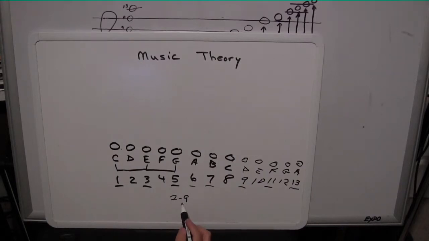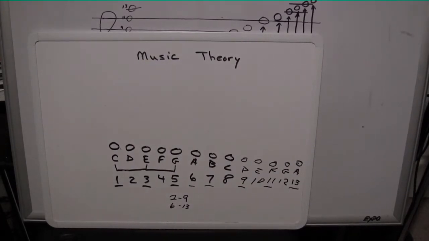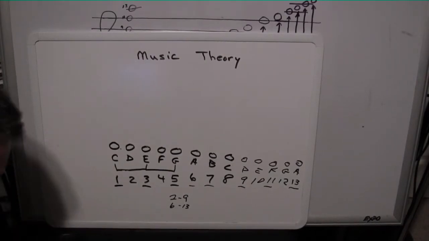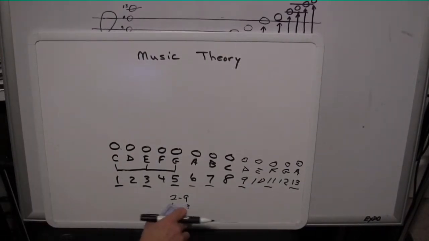And then the 6th and the 13th are the same. And so we see that those notes are the same. And the 4 and 11, that's the one I skipped. I don't know why I did, but I did. So the 4 and the 11, and the 6th and the 13th, they're the same.